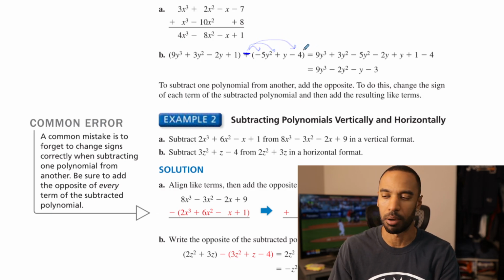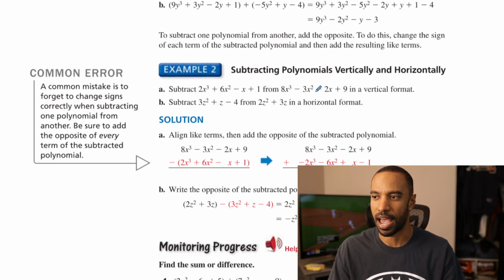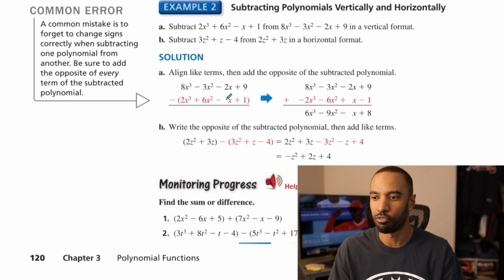You'll see me do a step without parentheses in a scenario like that. So change the sign of the terms and combine like terms. So that's what they're showing right here. Oh, they're showing examples. So subtracting in a vertical format, I think what they're doing, they're showing subtraction of this quantity, and then they change all the signs.